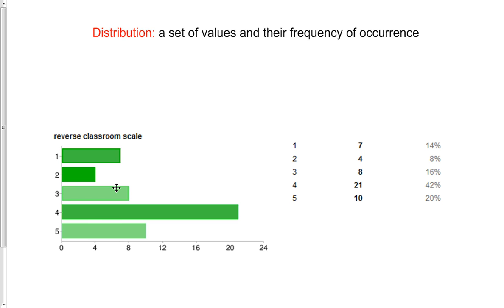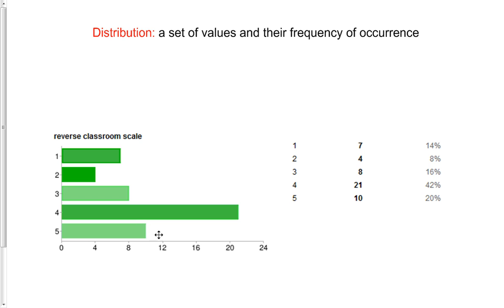Now, the reason that we like to visualize a distribution is because if we were just asked, well, what was the mean score for reverse classroom? We would probably get, oh, well, it was 3.8. And we would lose all of the information about this other group kind of down on one end that wasn't as strong, but is clearly a significant group whose needs are probably not being met with this method of instruction.